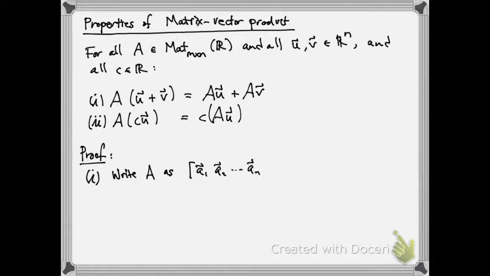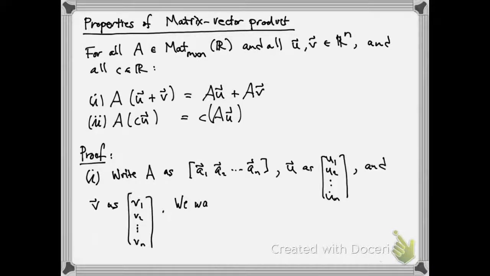Let's go through a proof of this. Right, so first, in order to prove these things, we're going to need to express everything in terms of what it said in the definition for the matrix vector product. And so I'm going to give names to the columns of A. So I'll write A as a1, a2 up to an. The vector u is going to have entries u1 up to un. And the vector v is going to have entries v1 up to vn. And we just want to show that the left-hand side is equal to the right-hand side.